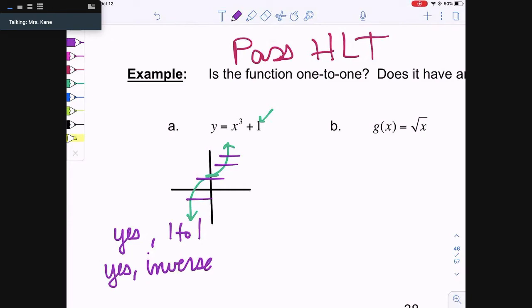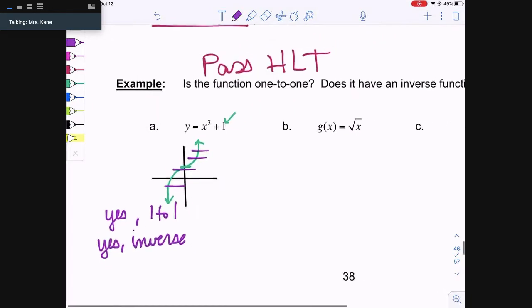On your homework tonight, it asked you to show this algebraically and graphically. I only want you to show it graphically. So draw me a little graph. Yes, it passes the horizontal line test, so it's 1-to-1 and it has an inverse. Don't worry about the algebra part. And I have that in the agenda and in the assignment itself as well.